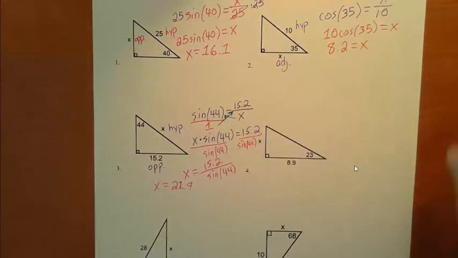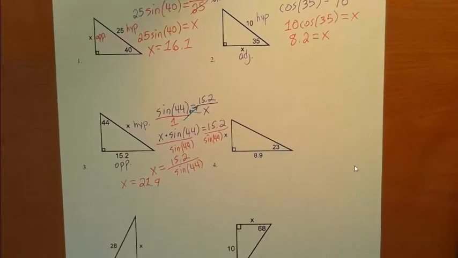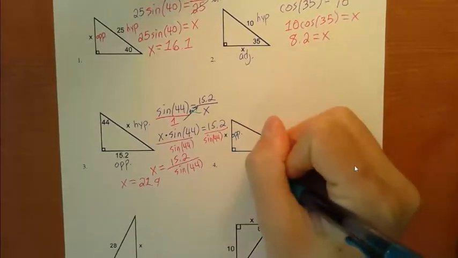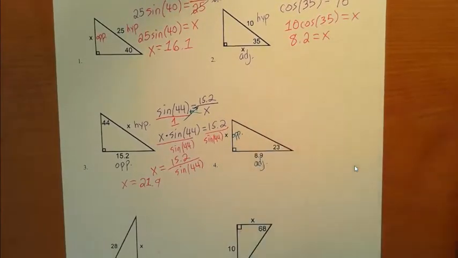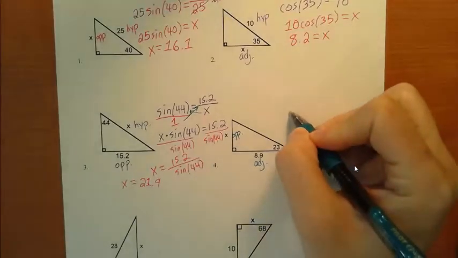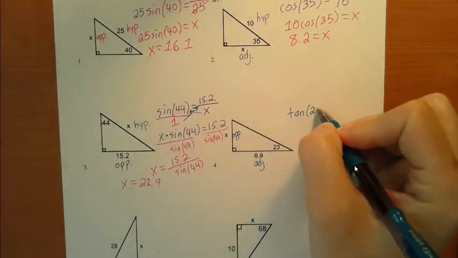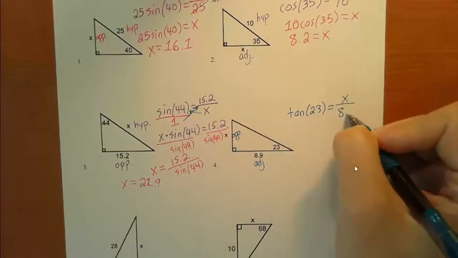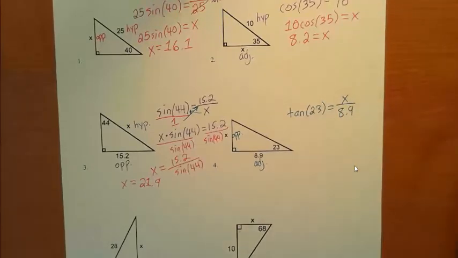Now to number 4. So if we have this new problem, we have 23 as our angle, and x is our opposite side, 8.9 is our adjacent side. So we have both of those together, which means we're going to be using tangent. So I'm going to have the tangent of 23 equal to opposite over adjacent. And we have that as our setup.